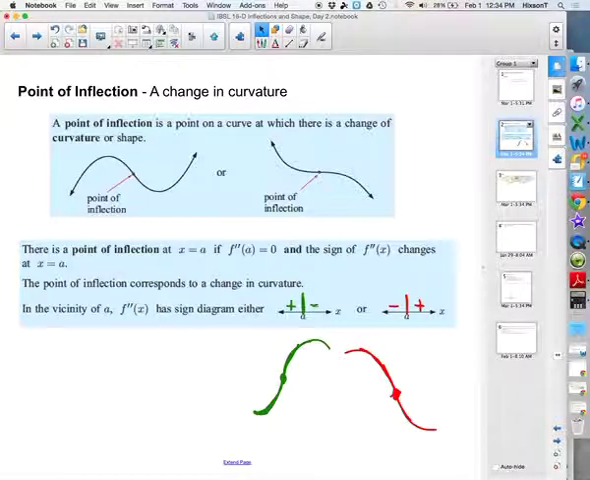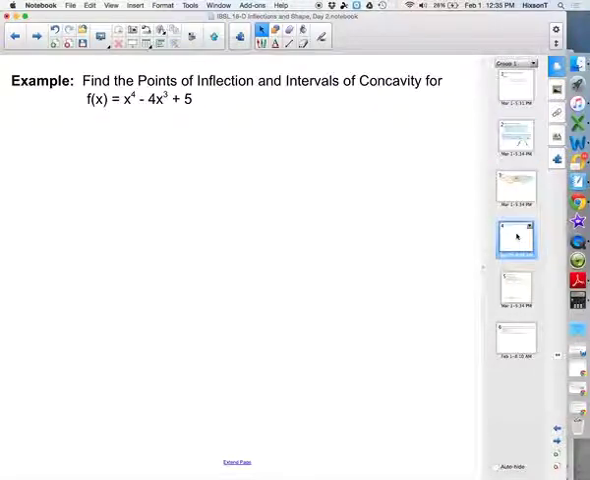So, that's just a little illustration to try to get the concept of what's happening with these points of inflection. Let's take one example here all the way through. We're going to find the critical values and the intervals where we're increasing and decreasing. We're also going to find the points of inflection and the intervals of concavity.